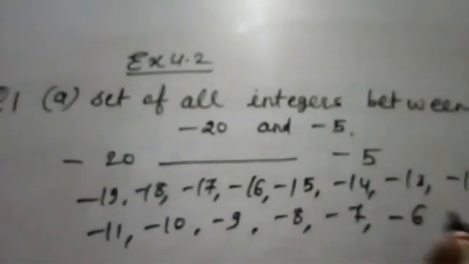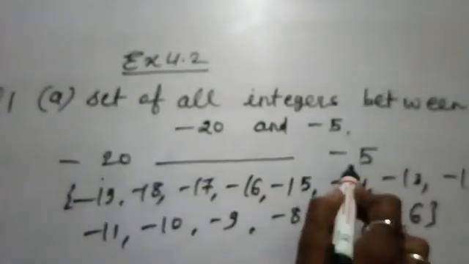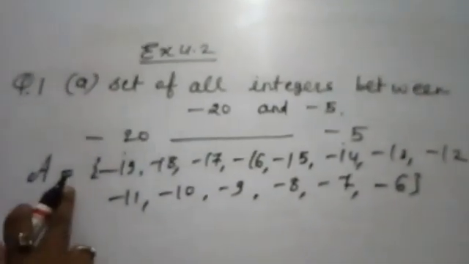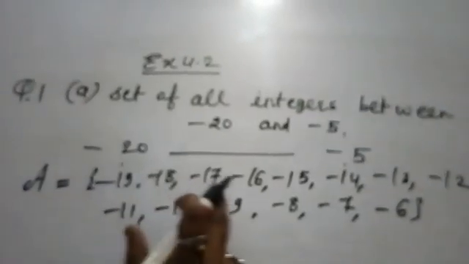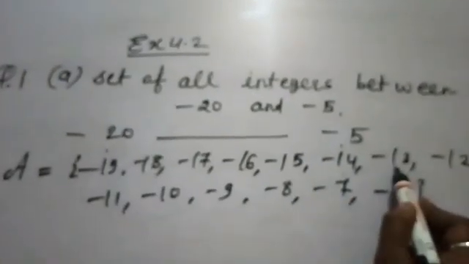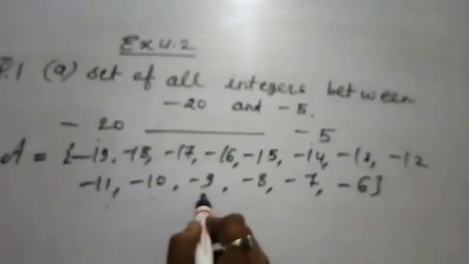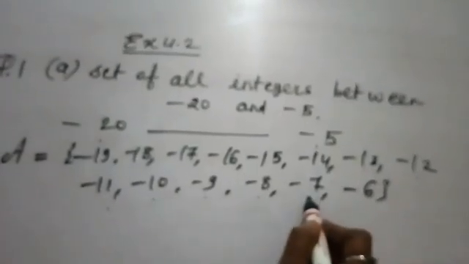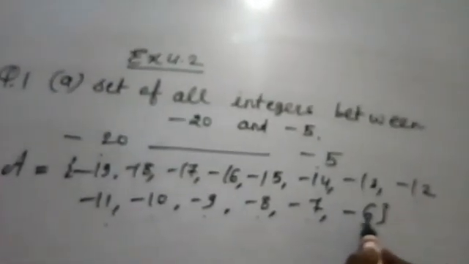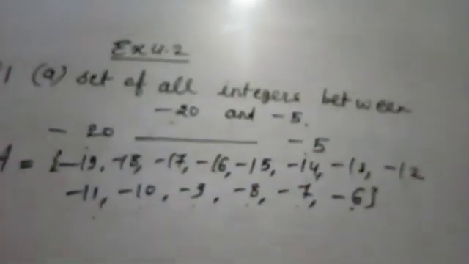All these elements lie between -20 and -5. So how can we write down the set form? Set A is equal to {-19, -18, -17, -16, -15, -14, -13, -12, -11, -10, -9, -8, -7, -6}. This is the representation in roster form of the set of all integers between -20 and -5. Now come to part B.